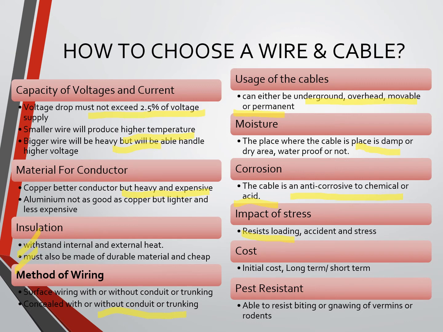Okay, the cost includes initial cost to bury or build, either long-term or short-term cost. Maybe it also regards maintenance. After we install the wire and cable, we need to do maintenance for the quality of the current. And then it must be pest resistant supaya tak rosak due to biting or gnawing of vermins or rodents. Okay, tak cepat reput ataupun dimakan oleh serangga.